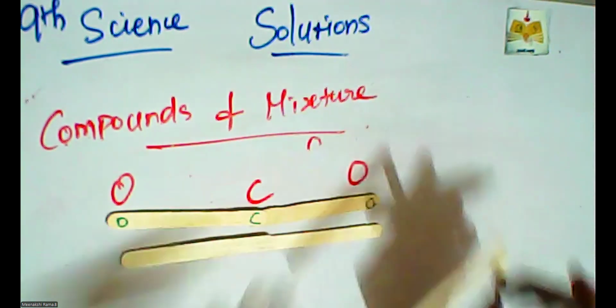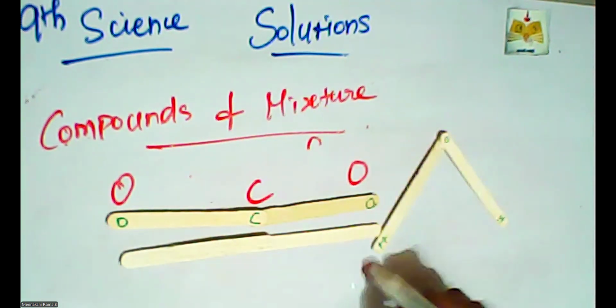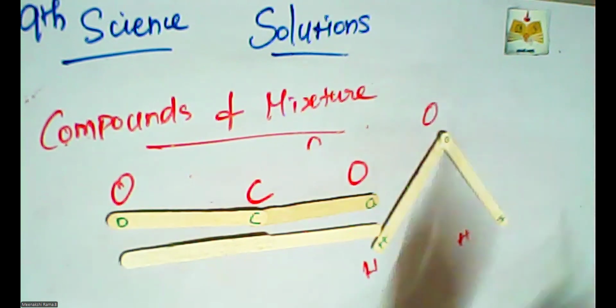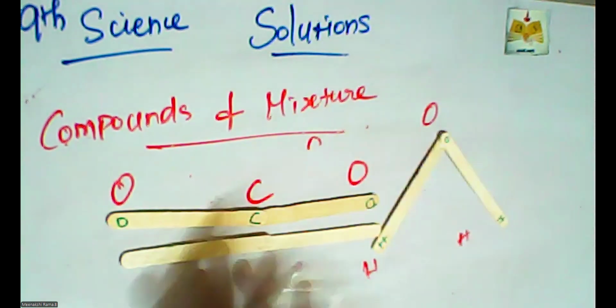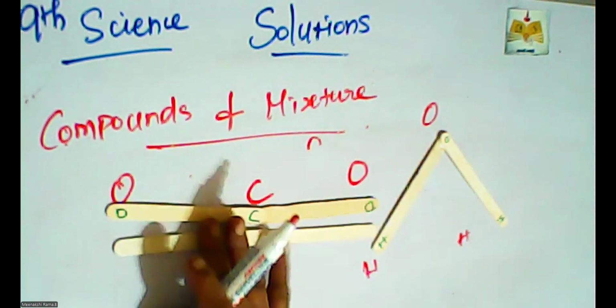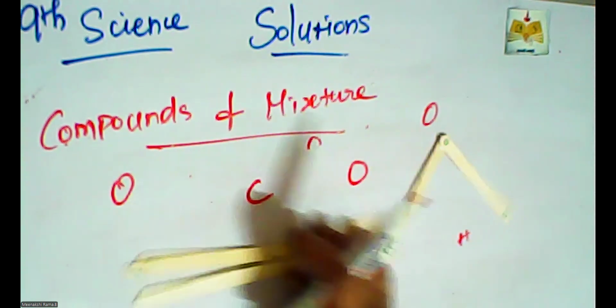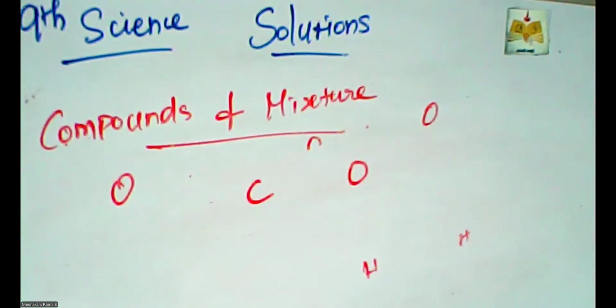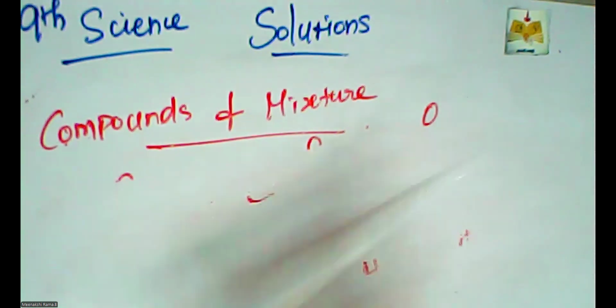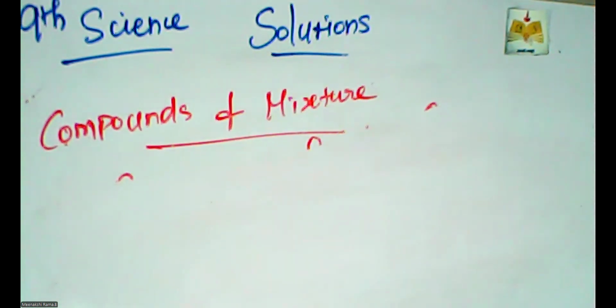So one is water, two parts of hydrogen and one part of oxygen. Water is formed with the help of hydrogen and oxygen. Carbon dioxide is formed with the help of carbon and oxygen. So these are examples of compounds. So what is a compound? A compound means two or more elements combined chemically to form a new substance.